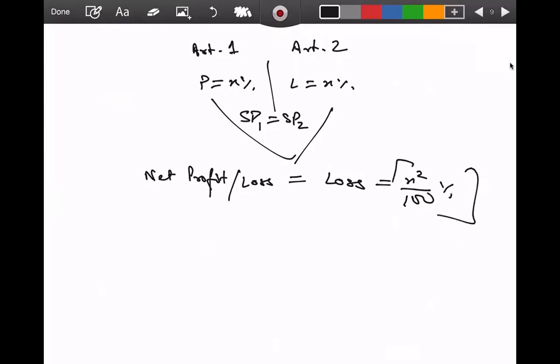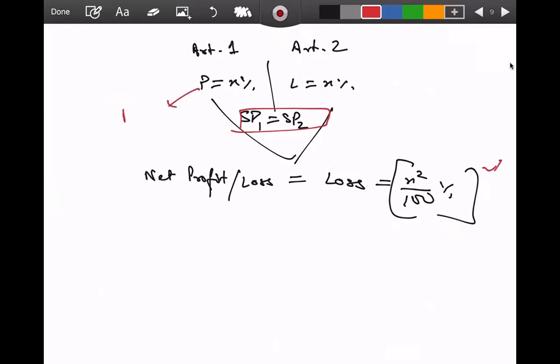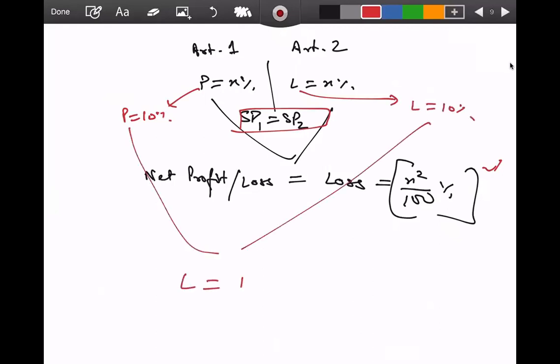For example, you sell two articles at some SP. We don't care about the SP till we are supposed to find the net profit or loss, because it is asking about the percentage here. In the first case, you gain 10%. In the second case, you lose 10%. So overall, you will lose 10² upon 100%, which is 1%. Or you can simply do this: 1 into 1 is 1. If it is 20% profit and 20% loss, then 2 into 2 is 4% loss.